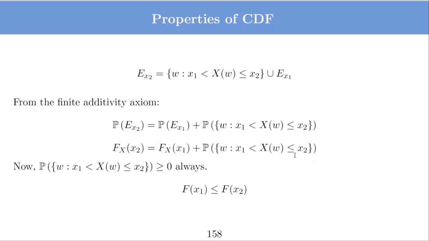Now we know that probability of any set is greater than or equal to 0. So this means this is a positive or 0 number. If you add a number greater than or equal to 0 to any number, you will get a number which is either equal to it or greater than it, right? So what you get is Fx2 should be greater than or equal to Fx1. This is the result we want to prove. So from this we get that if you plot CDF with x, it should increase, or in some places it can be constant, but it cannot decrease.